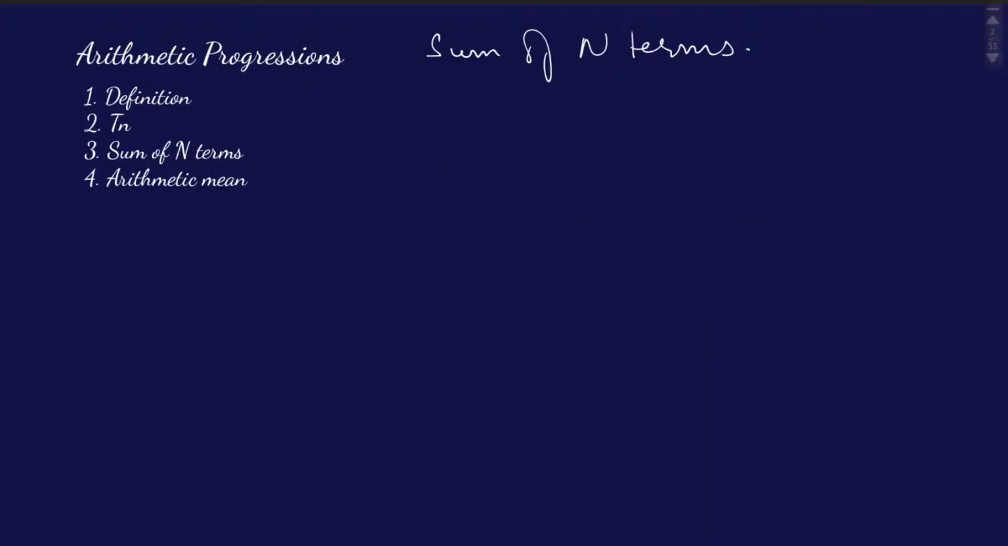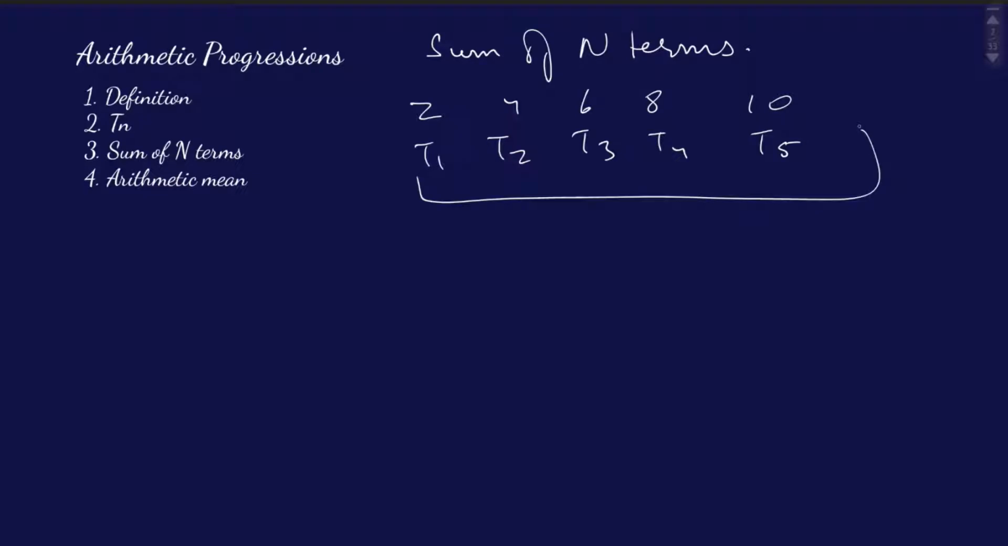Now let's talk about the sum of n terms. For this, let me again take the series 2, 4, 6, 8, 10. If we have to find the sum till term 5, that is term 1 plus term 2 plus term 3 plus term 4 plus term 5, it is nothing but 8 plus 2 is 10, 6 plus 4 is 10, and 10 makes 30. So the sum of these 5 terms is 30.